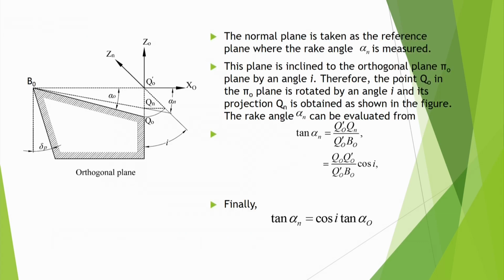Similar type of thing we are getting. Here the normal plane is taken as the reference plane where the rake angle alpha n is measured. Now this plane is inclined to the orthogonal plane by an angle I. That means I is the inclination.